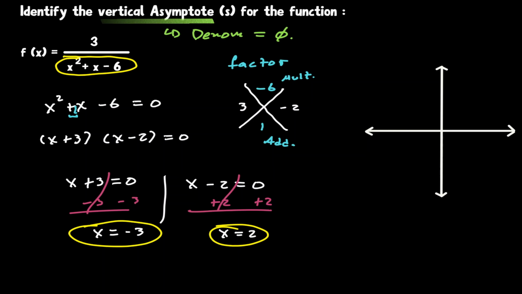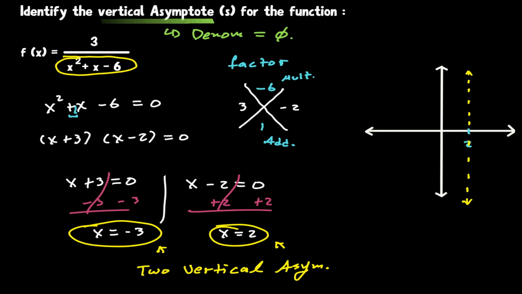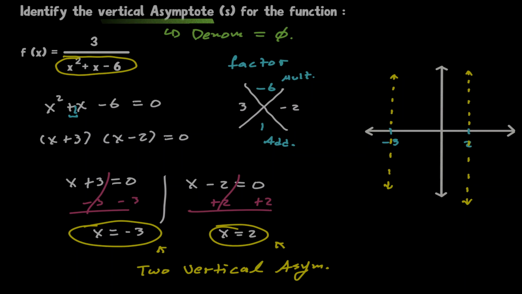So there are two values that make my denominator equal to 0. So we should expect to have two vertical asymptotes. Let's say that positive 2 was about here. So let's draw a vertical dashed line. And let's say that negative 3 is somewhere around here. Let's draw a vertical dashed line. Now let's graph this function and let's see if this is true.